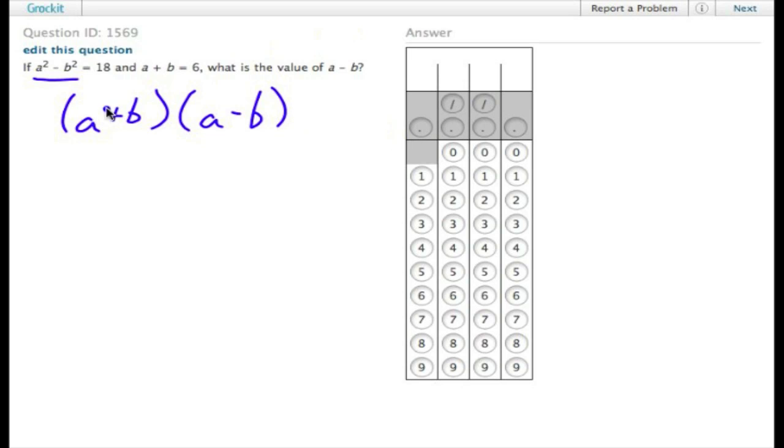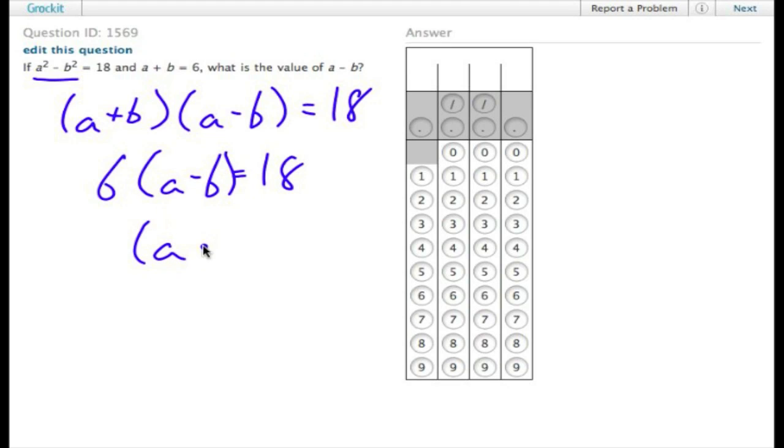So if a squared minus b squared equals 18, then a plus b times a minus b also equals 18. Now, a plus b is 6, so we can put that in place of a plus b. So 6 times a minus b equals 18. We divide each side by 6. A minus b equals 3.